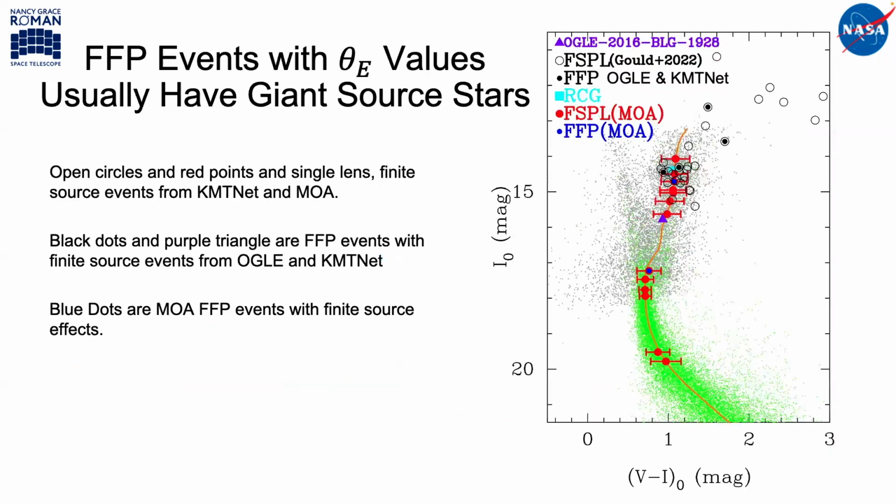Okay, so here's a slide showing positions on the color magnitude diagrams of a lot of the free-floating planet candidates, although it's the ones with finite source measurements. The ones in black are free-floating planets, and the ones in blue, and then this diamond is the OGLE low-mass free-floating planet candidate. And so most of them have been found with giant sources.